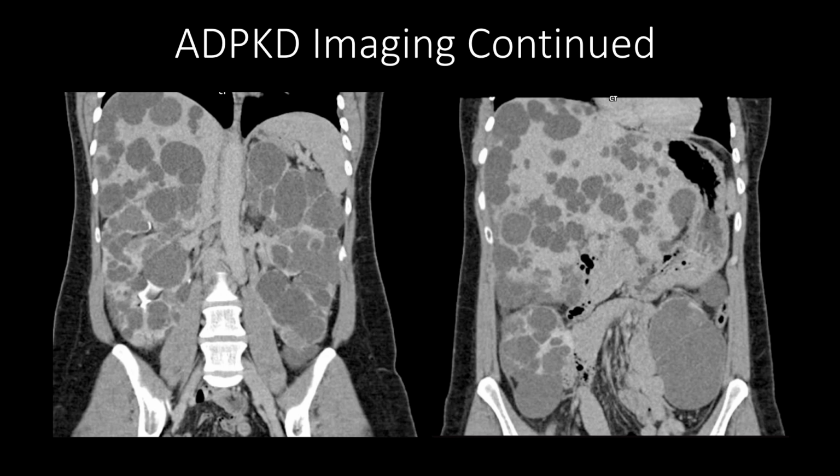Now we're looking at a coronal CT of the abdomen pelvis in a patient with ADPKD. And as you can see on this image, there is marked enlargement of both kidneys as well as multiple cysts that we're seeing in the liver. Like previously mentioned, ADPKD is associated with both renal cysts primarily as well as liver cysts. So don't expect to only see it in the kidneys.